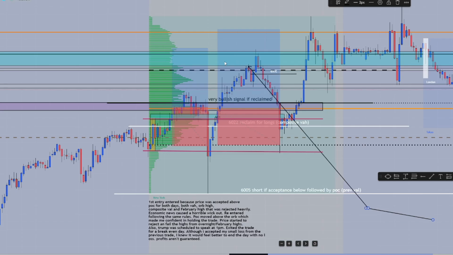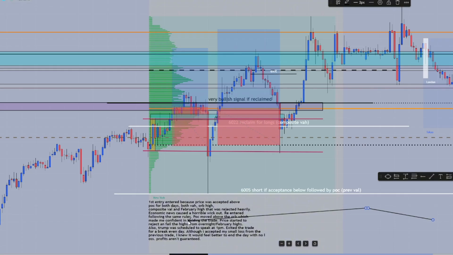So up here, this blue zone is from the highs from overnight. Overnight had some crazy economic news as well. They created some highs that broke above the February highs, and then created their own little resistance, and price started to reject that area. And also Trump was scheduled to speak at 1 o'clock. Whenever Trump is scheduled to speak, price just does a lot of crazy things.